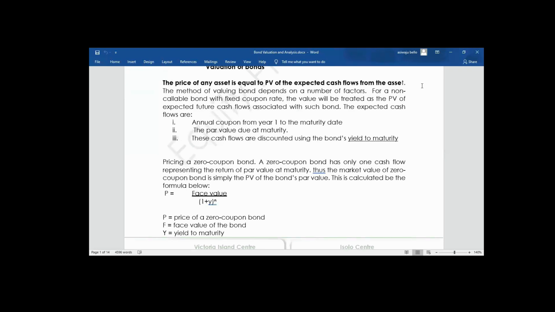Our class tonight: the first part of the class is to round up on that question on bond valuation. We have done, this should be the third class on bond valuation. We have exhausted time on this topic.